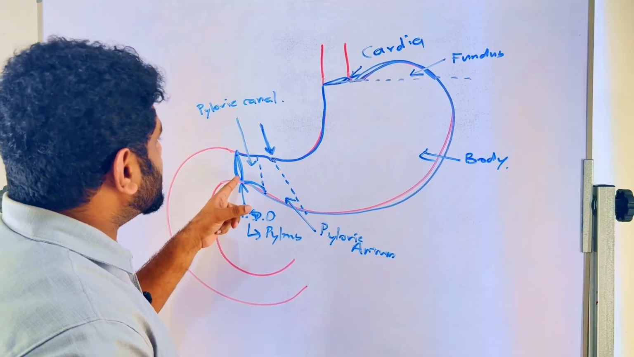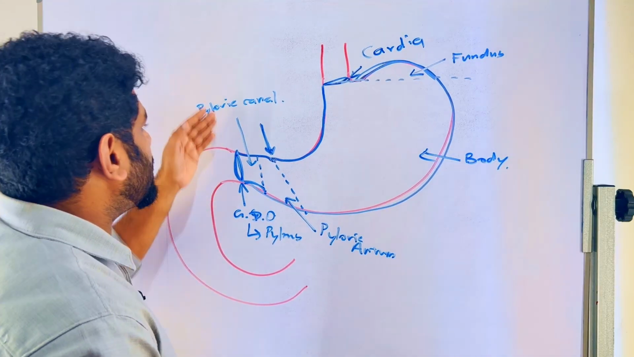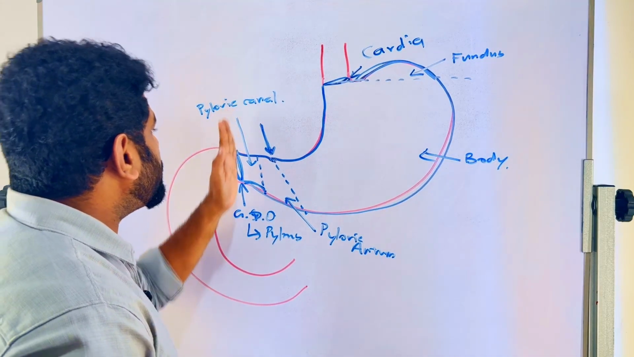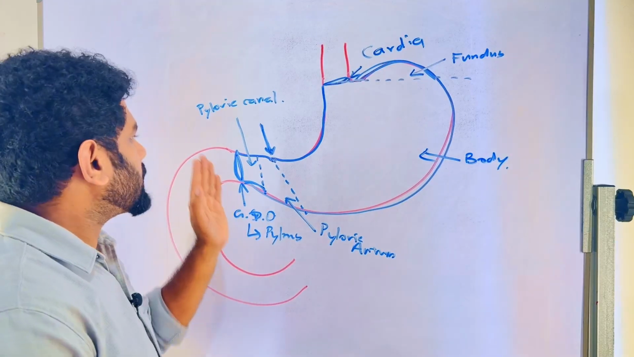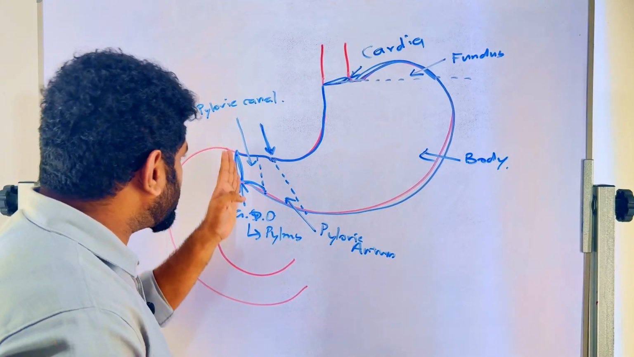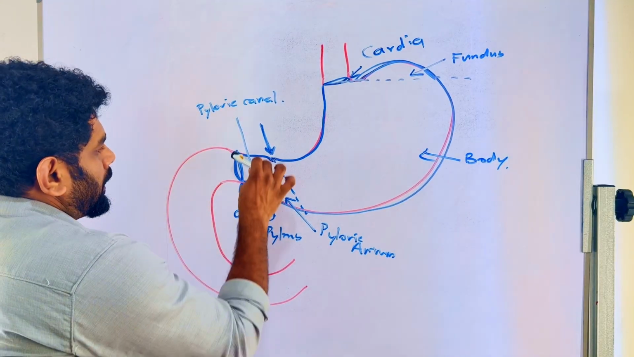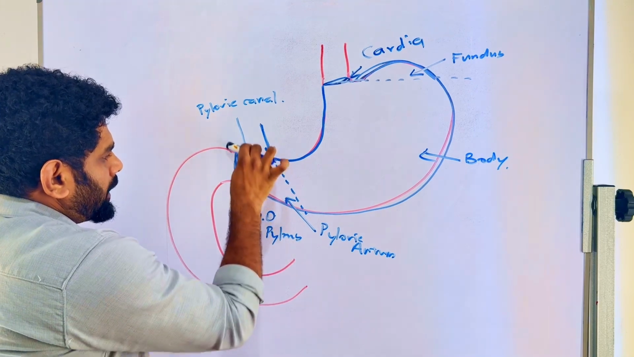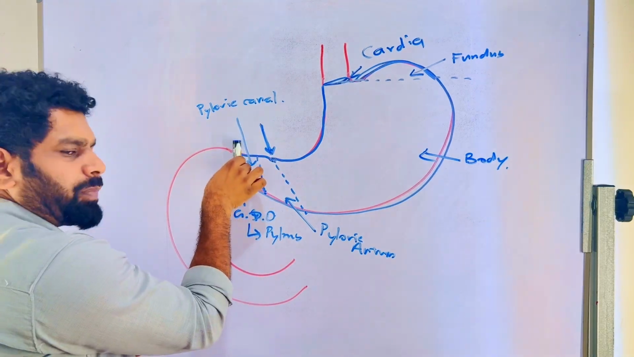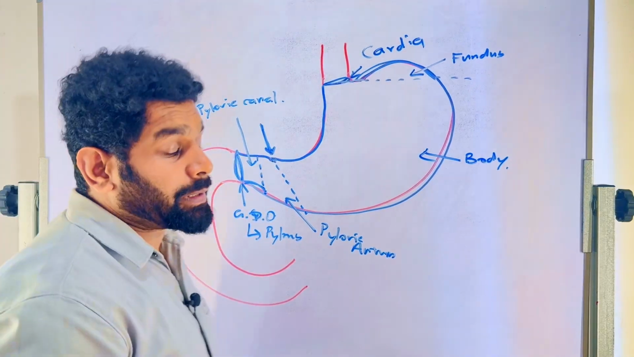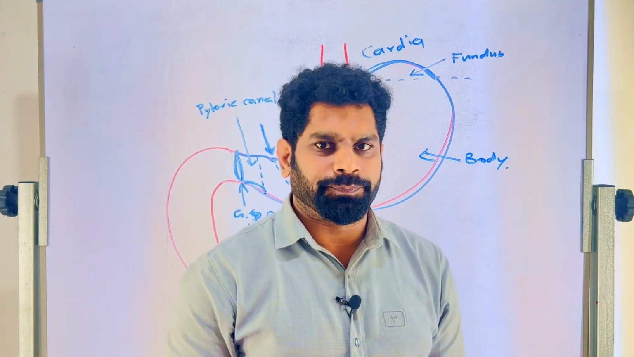The sphincter is demarcated externally by a vein. The vein is called the pre-pyloric vein of Meyer. So, at the level of the pyloric sphincter, there will be a vein like this, called the pre-pyloric vein of Meyer.